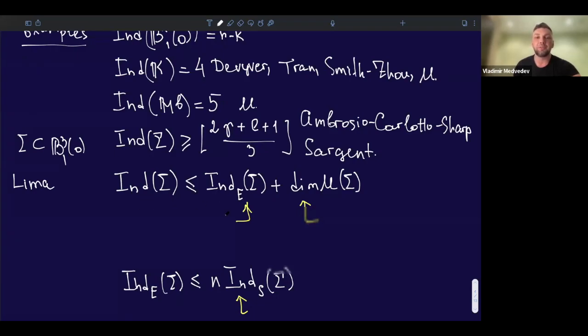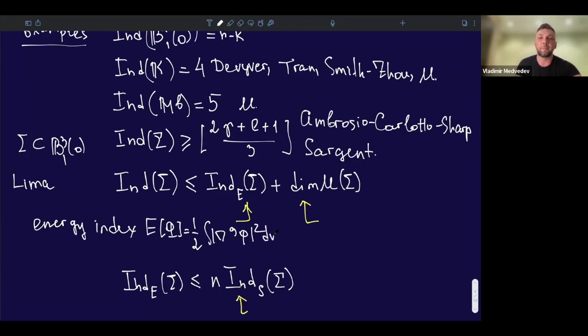What are the terms here? So the index E is the energy index. It turns out that there is another very nice functional on immersions phi. It is called the energy. It is 1/2 of the integral over sigma of the gradient of phi squared, and you can also find the first variation of the energy.